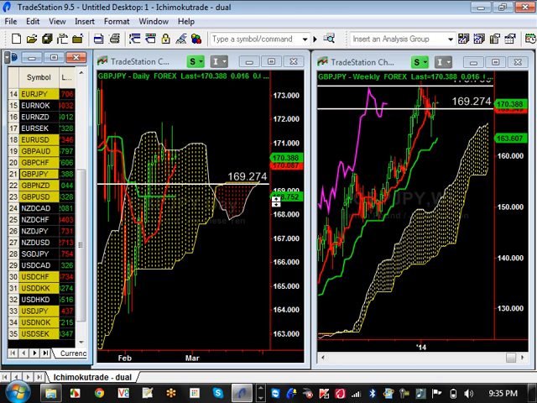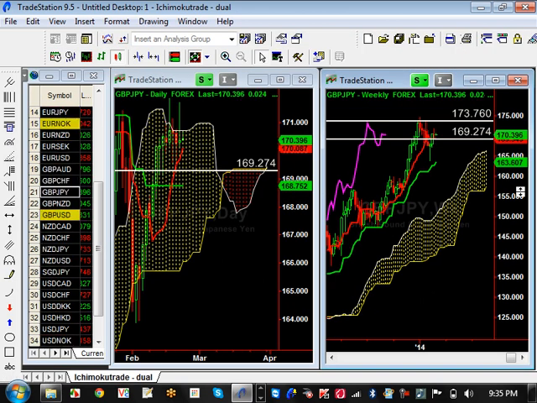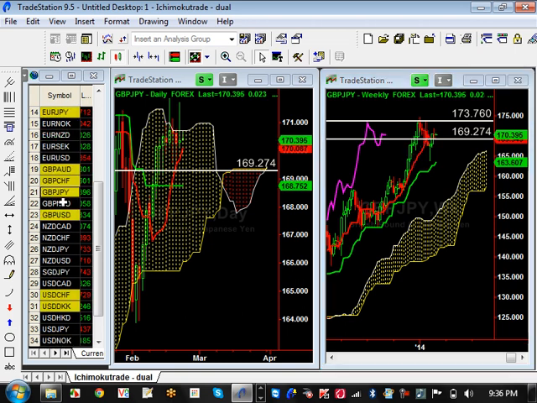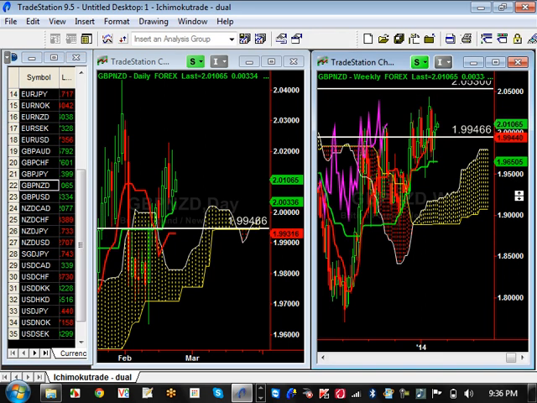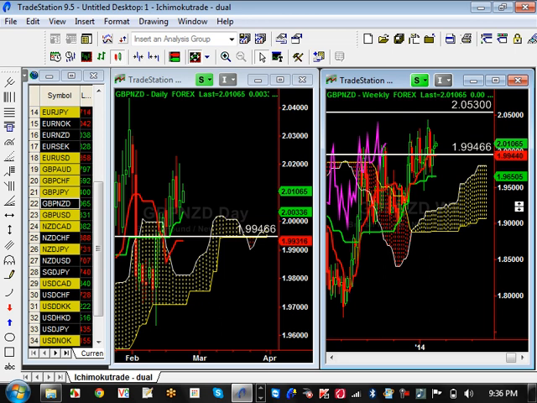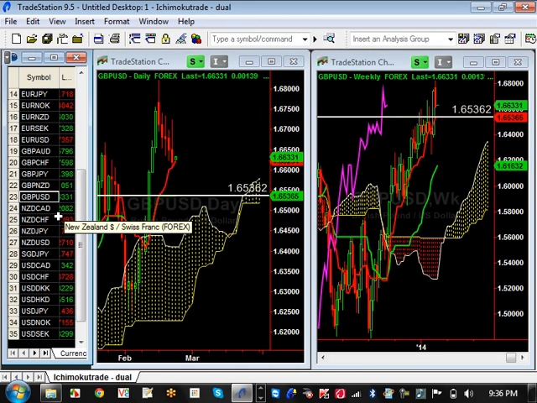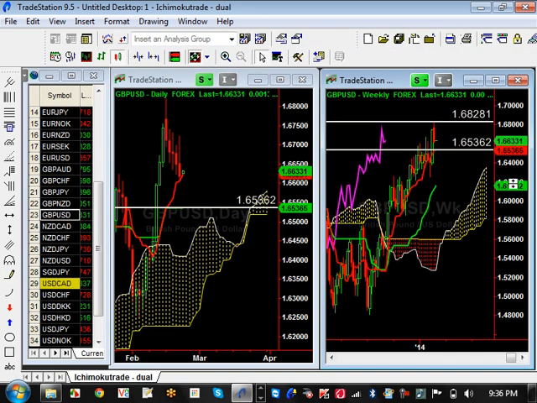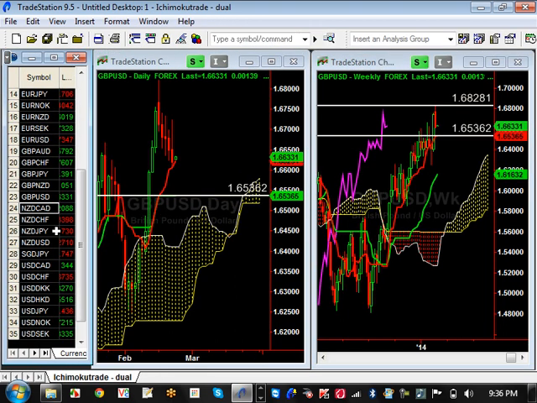Pound yen, bullish trending here to the top side. It's broken a resistance level at 169.27, trying to retest the high at 173.76. If you look at the yen pairs, this has been the strongest one so far, so definitely keep an eye on that one. Pound New Zealand, really doing nothing here. Support on this one's 99.46. Resistance is going to be 5.30. Pound USD, support on this one's going to be 65.36. Resistance is going to be 68.28.